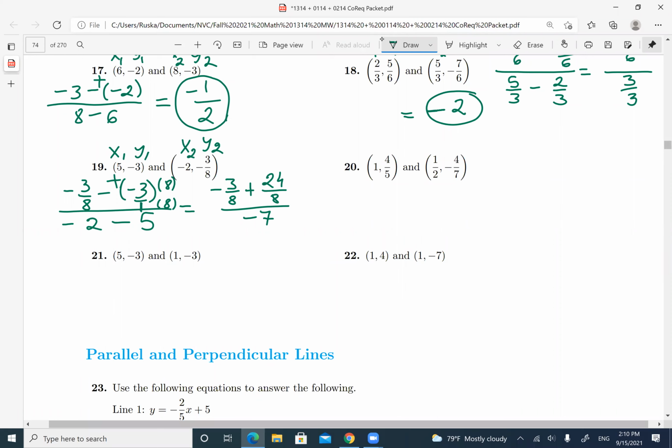And then from here, we're going to combine the top. So it's going to be negative 3 plus 24 is 21 over 8. And I need to divide by negative 7, right? Divided by negative 7 means multiplying by the reciprocal, multiplying by 1 over negative 7. And then from here, negative, negative giving positive. 21 and 7, you can divide by 7, it's going to be 3. So my slope is going to be 3 over 8. Okay?